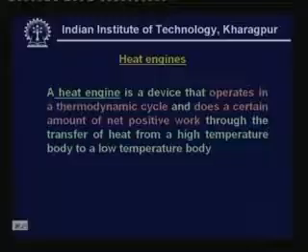So, basically a heat engine is a thermodynamic cycle, and what does it do? It does a certain amount of net positive work. That means it produces a certain amount of work. And how does it produce it? It produces it by a transfer of heat from a high temperature body to a low temperature body. This is perfectly in accordance with the second law of thermodynamics as per the Kelvin-Planck statement.